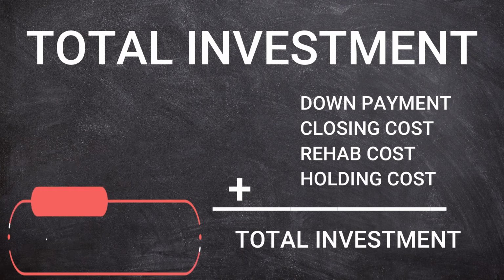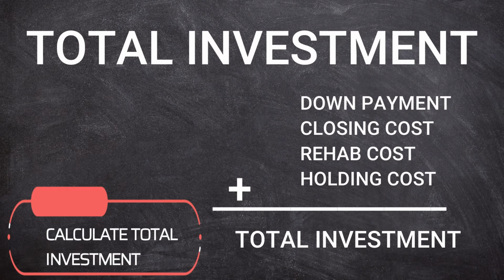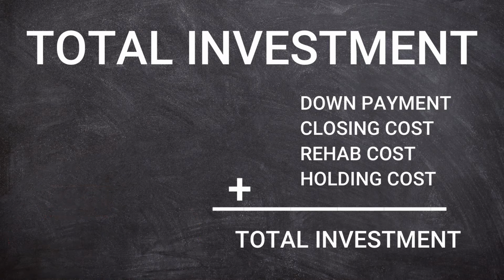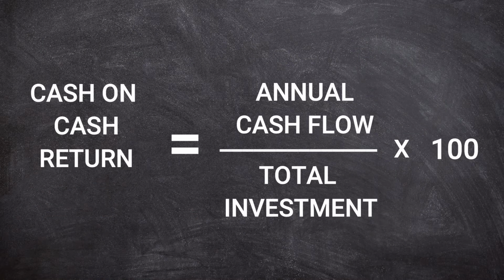Step 3. Determine the total investment. What was the down payment? How much was closing costs? How much was the rehab cost? How much did it cost us to hold on to this property until we could stabilize it? Step 4. Determine your cash on cash return. Take your annual cash flow and divide that by your total investment and times that number by 100, and that's going to give you a cash on cash return in terms of percentage.